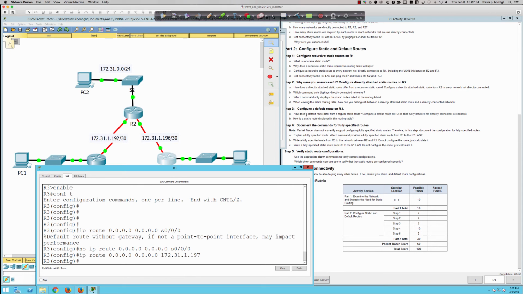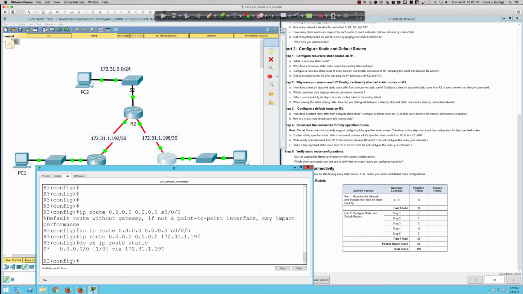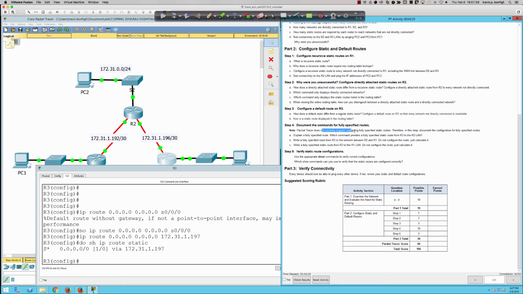I'm squinting, leaning in here trying to see how a default route differs from a static route. Configure a default route, network is not directly reachable. So how is a static route displayed in the routing table? We've already seen this. Do show IP route static. And there is my static default route that refers to a next hop IP address. Okay, so Packet Tracer does not currently support, oh, it doesn't support, so that's okay though. So Packet Tracer doesn't currently support configuring a fully specified route.